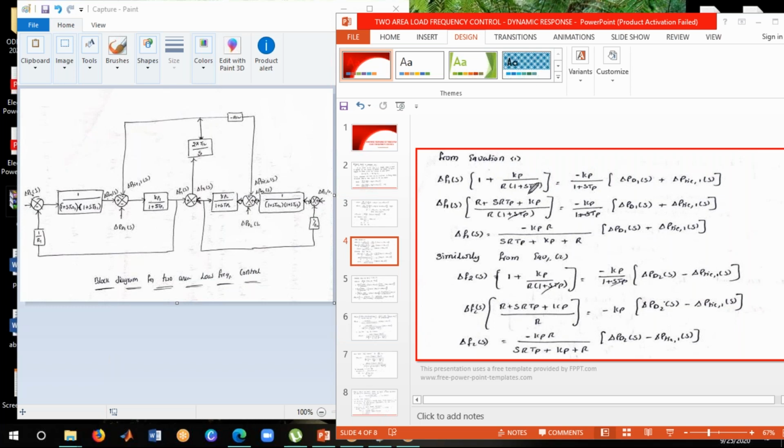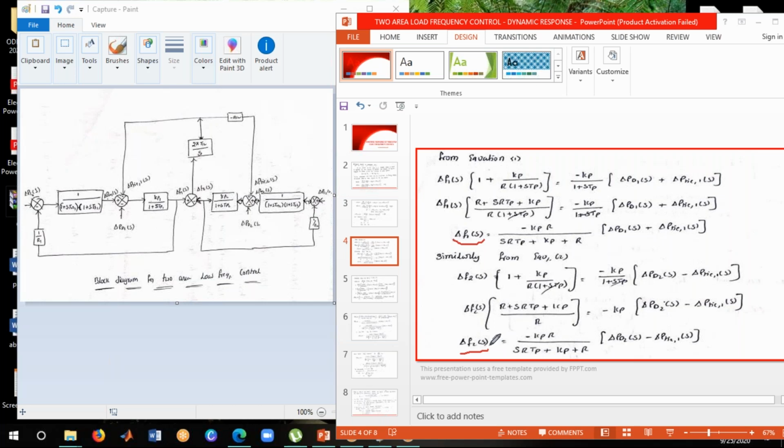Now if you simplify this equation by doing the cross multiplication, the denominator factors on the left-hand side and right-hand side are the same, so we can cancel them. Finally delta F1 of S we will get is minus Kp R divided by S R Tp plus Kp plus R, into this one. Similarly from equation 2, the same thing we did here: bring all the delta F parameters to a single side, take the common factor, and after cross multiplication, finally we find delta F1 of S and delta F2 of S.